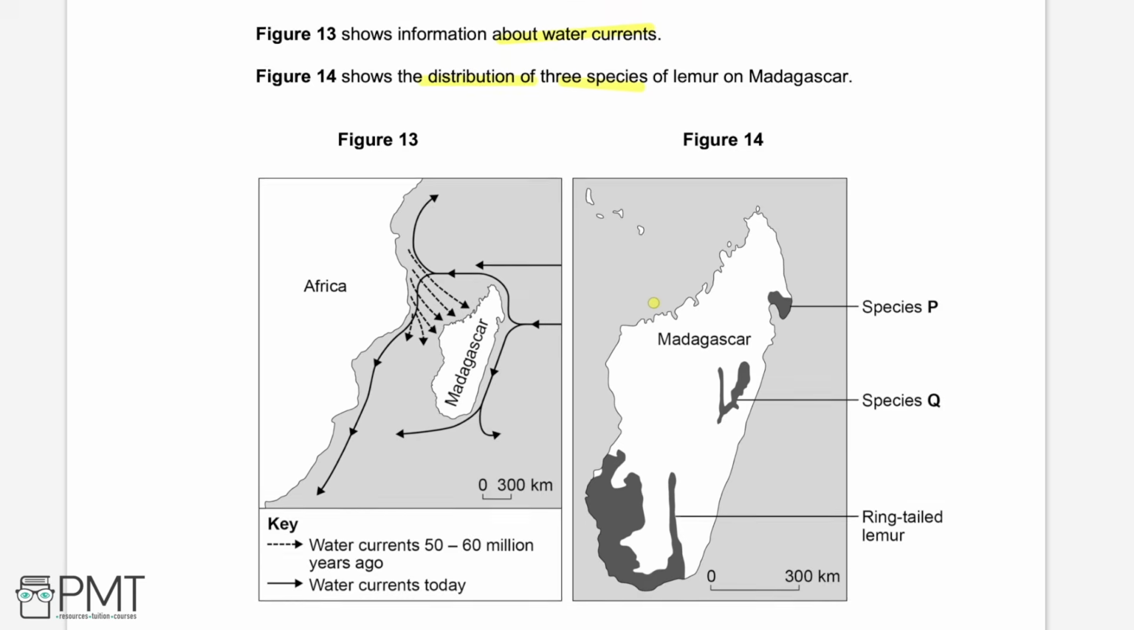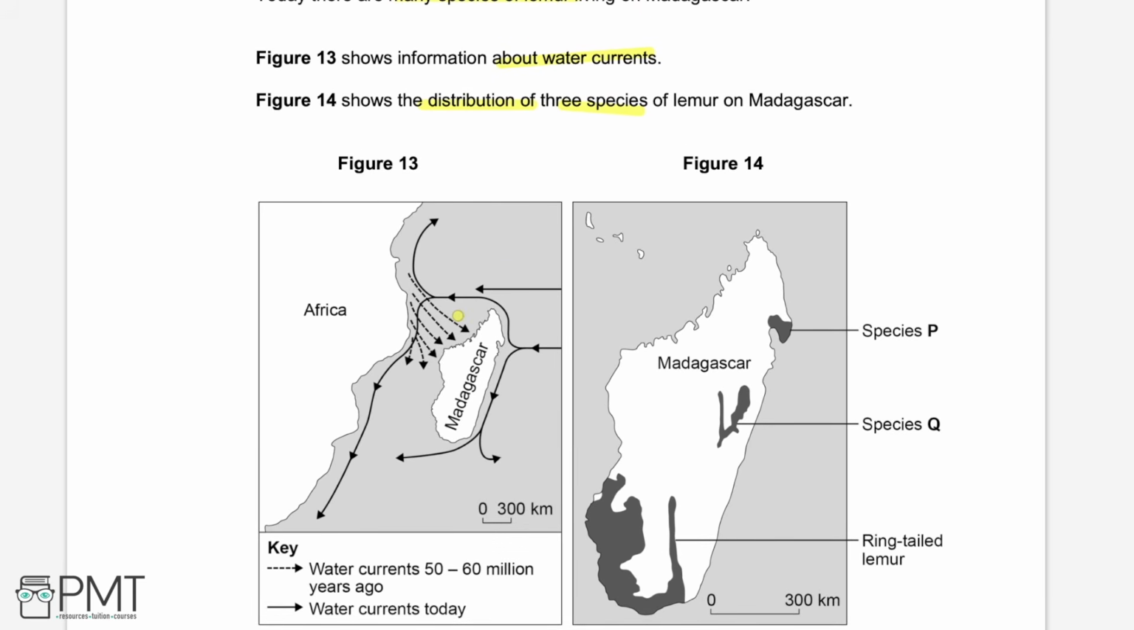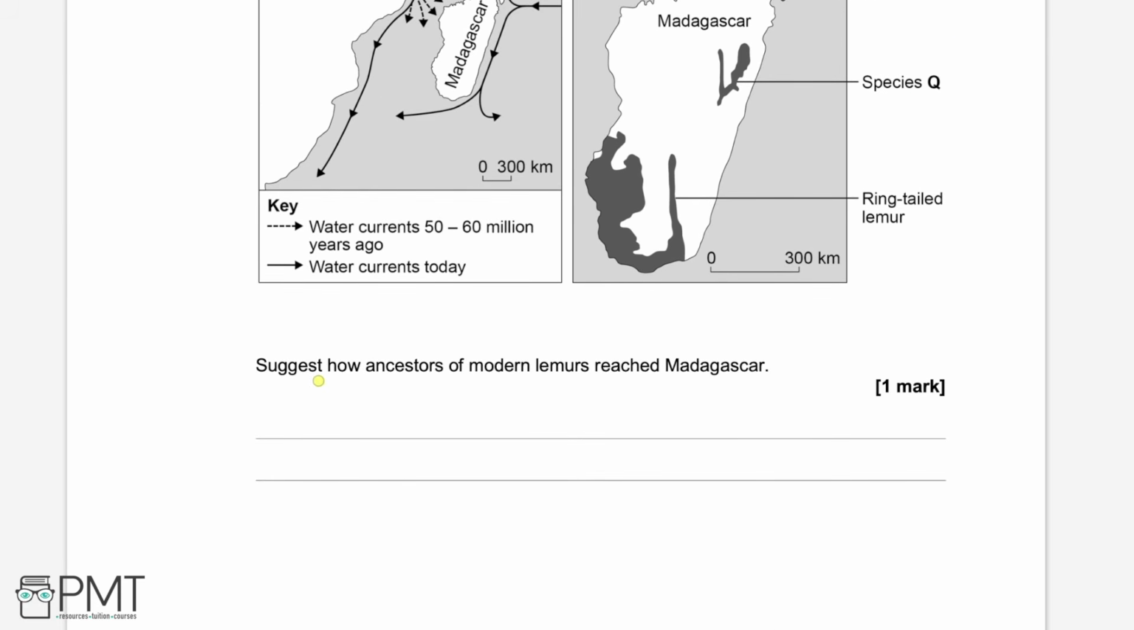Looking at Figure 13, we can see there are several water currents, 50 to 60 million years ago, that are heading towards Madagascar, whereas today, this is not the case. Figure 14 also shows that the 3 different populations are disparate and separated geographically. Note also the scale of these maps. There is around 300 kilometers between Africa and Madagascar, even at its closest point, so it's very unlikely that anything will be able to swim across. We'll bear that in mind for later.